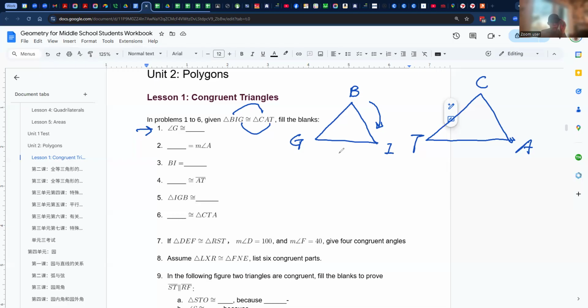Okay, very good. Number two, what is equal to the measure of A? When we're talking about measure, in this case we're talking about degrees. So which two angles have the same degree?